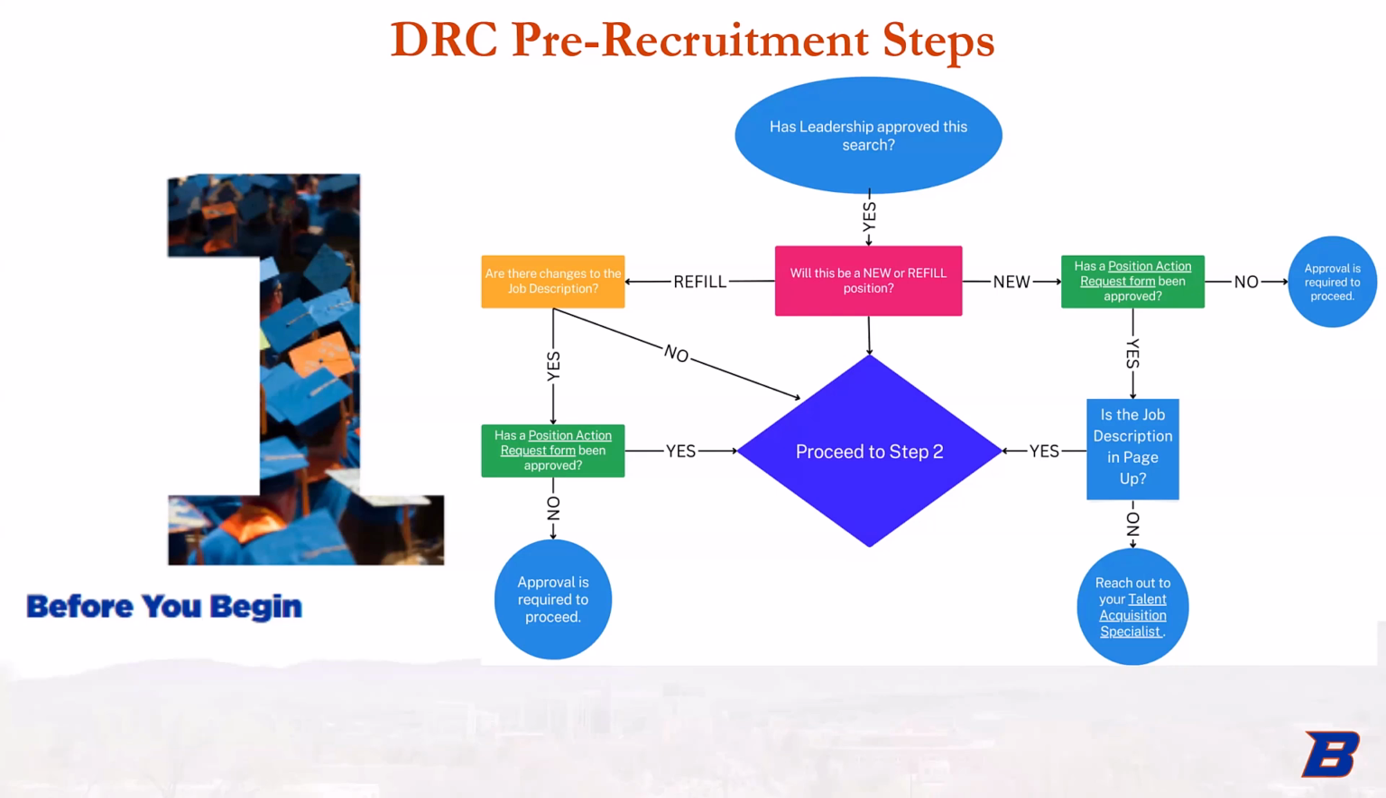If it's a refill and no changes need to be made, we can easily move on to stage 2 of the search. If there are changes that need to be made, then a position action request form needs to be submitted. This form is overseen by our compensation team and the budget office. They make sure that the changes being requested are okay to do so. Once approved, we can move forward with stage 2 of the search process. The same goes for new searches. Once the new position is approved via the position action request form and the job description is uploaded into our applicant tracking system, aka PageUp, we can move forward with step 2 of the search.